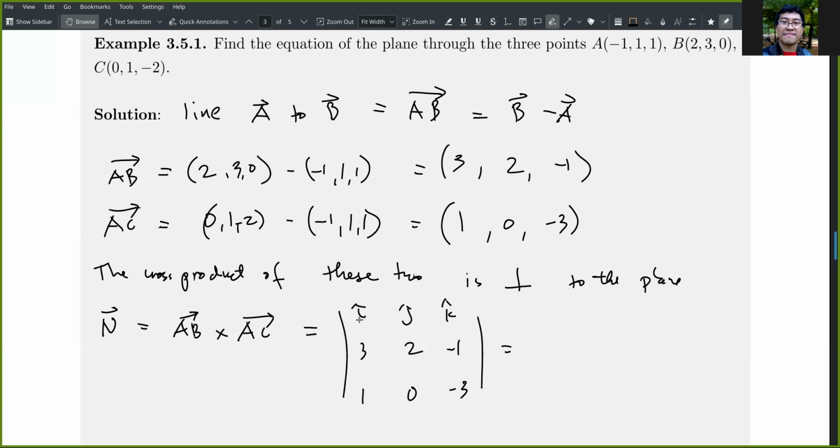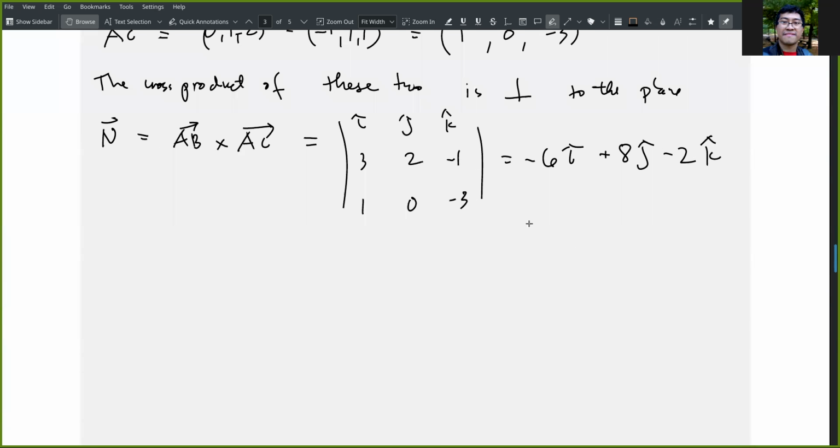Okay, so we take I, 2 minus 3, that's minus 6I. For J, you have 3 times 3, that's negative 9, minus negative 1, so that's negative 8. But this has a cofactor negative, so it's positive 8J. And for K, 3, 0, negative 2K. So this is perpendicular to the plane. We want to get the equation of the plane.